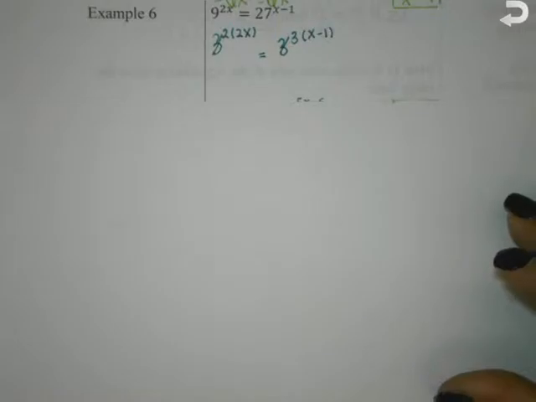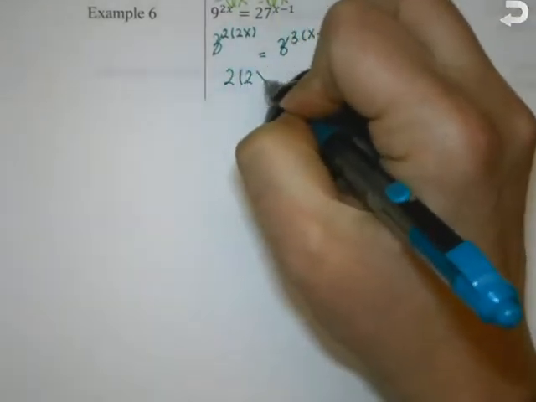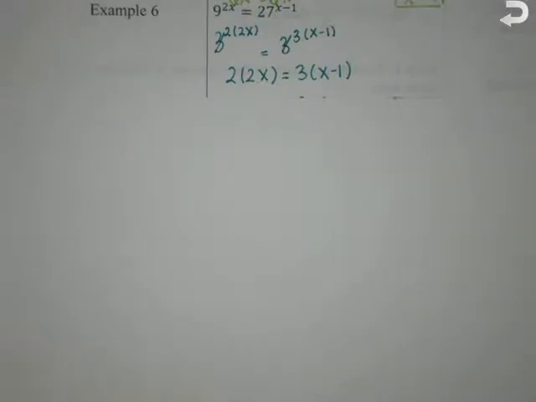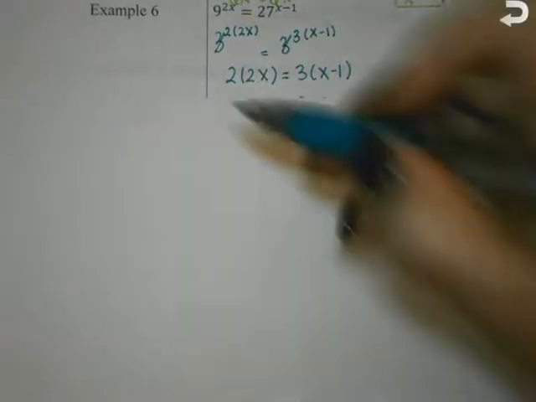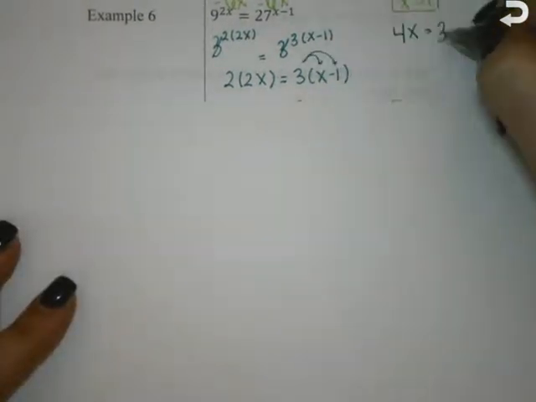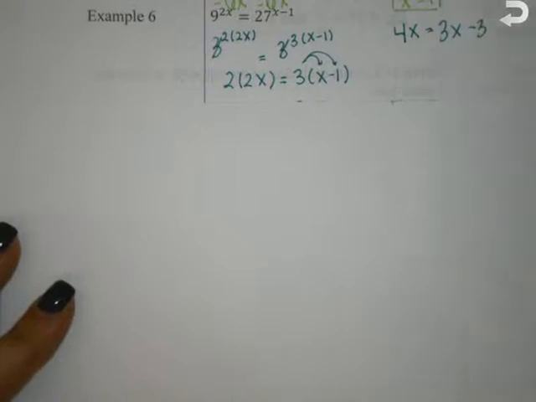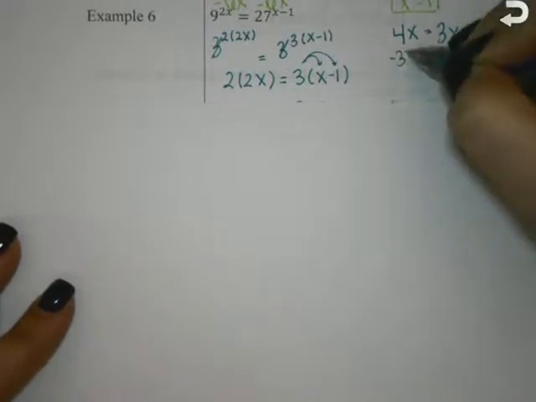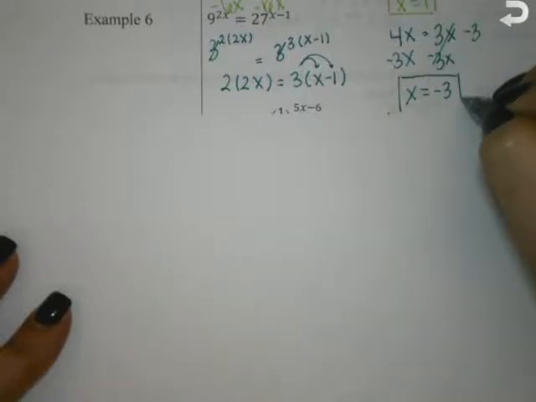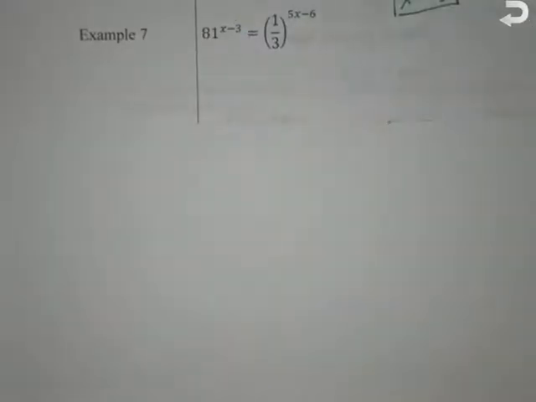So now we can drop the bases, and we get 2 times 2x equals 3 times x minus 1. 2 times 2x gives me 4x, and then distribute here. So equals 3x minus 3. When I subtract 3x from both sides, I get x equals negative 3. Example 7, 81 to the x minus 3 equals 1/3 to the 5x minus 6.